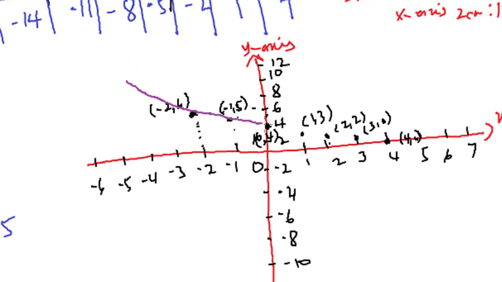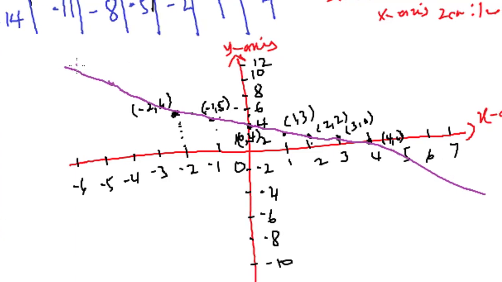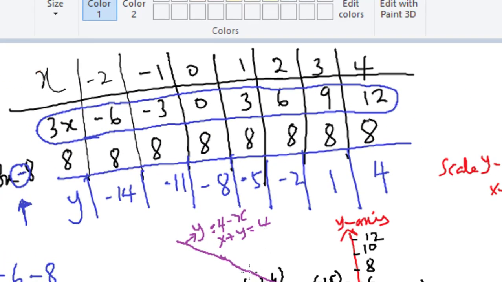It's a linear equation, so it is going to be a straight line. If you use a straight rule, you're going to get a straight line. So this line is our y equals 4 minus x, or somebody says x plus y equals 4. The same thing. Go to the next one, which is this particular one here.